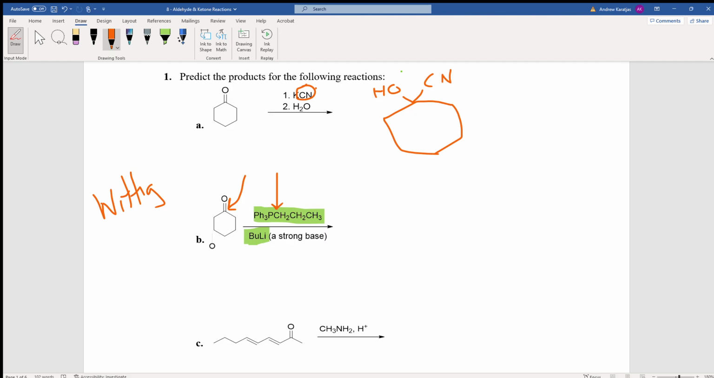We'll review the mechanism later on in one of the other questions, but in terms of just determining the product itself, we should draw a product structure. That again forms a new carbon-carbon double bond between the two atoms we've indicated.